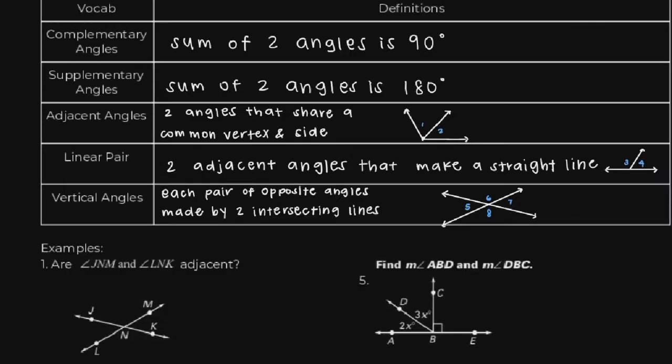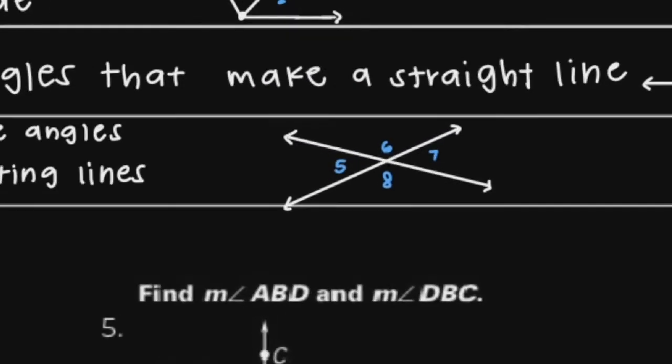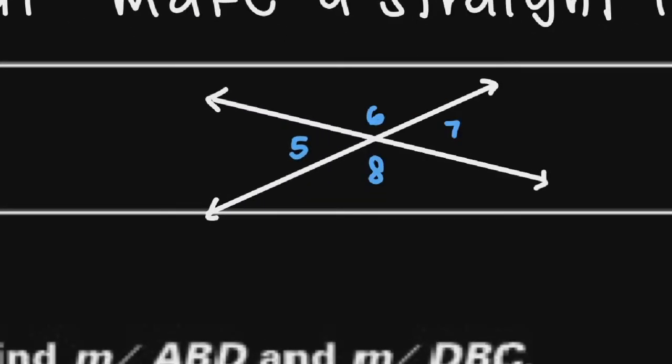Vertical angles are each pair of opposite angles made by two intersecting lines. So another thing that you might not remember about vertical angles is that they are congruent. So in this image here, angle 5 and angle 7 are vertical angles and they're congruent, and angle 6 and angle 8 are also vertical angles and those two are congruent.